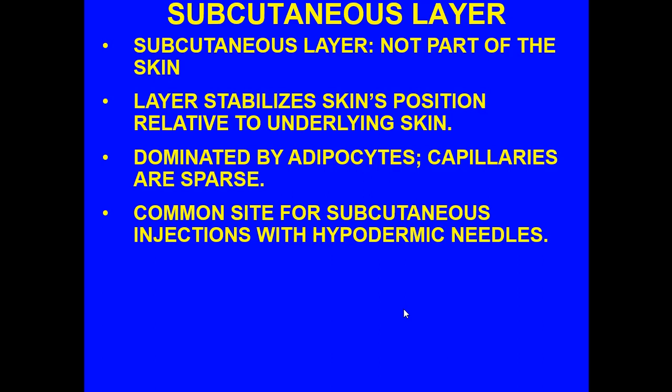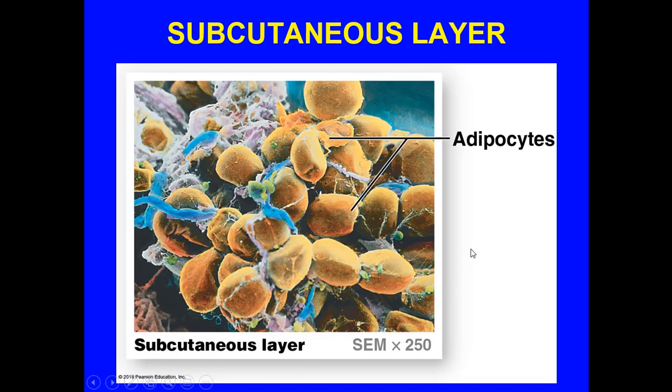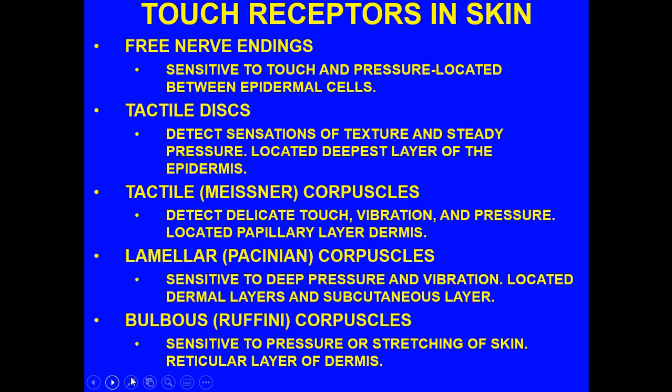The subcutaneous layer is one of the common sites for subcutaneous injections with hypodermic needles. Here again are the adipocytes. This is a scanning electron micrograph, magnification 250. And you can see some of the fibers around it, but also predominantly adipocytes. Remember, adipocytes are important to provide for insulation and retention of heat where necessary.